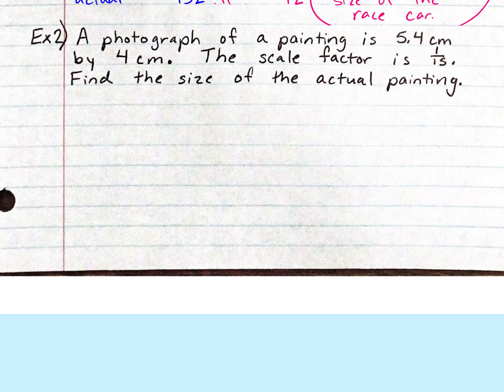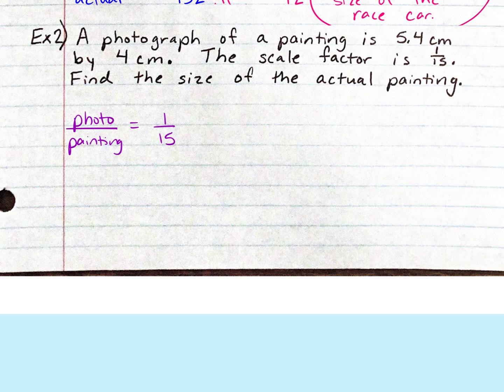Example 2, a photograph of a painting is 5.4 centimeters by 4 centimeters. The scale factor is 1/15. Find the size of the actual painting. So in this case, we're going to use our scale factor. It's going to compare the smaller object to the real life-sized object. So it's going to compare the photo, which is the smaller object, to the painting, which is what we're trying to find the actual size of. And we know that that is a scale factor of 1/15.